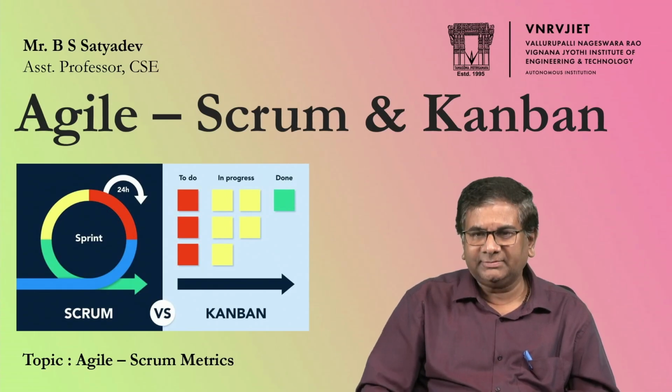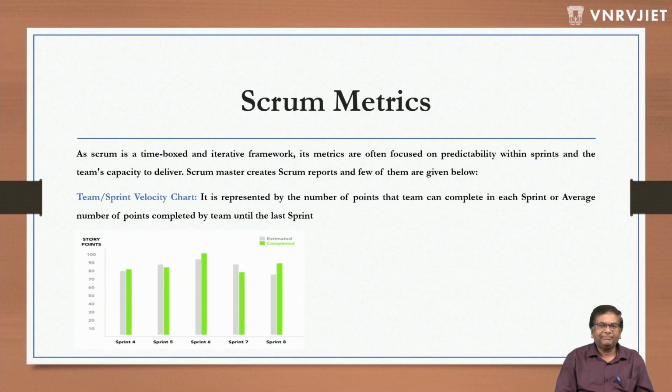Now let's see what those metrics are. Scrum metrics. As Scrum is a time-boxed and iterative framework, its metrics are often focused on predictability within sprints and the team's capacity to deliver. Scrum Masters create Scrum reports, and a few of them are given below.